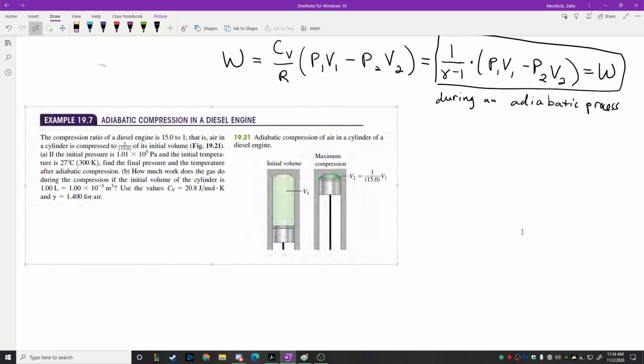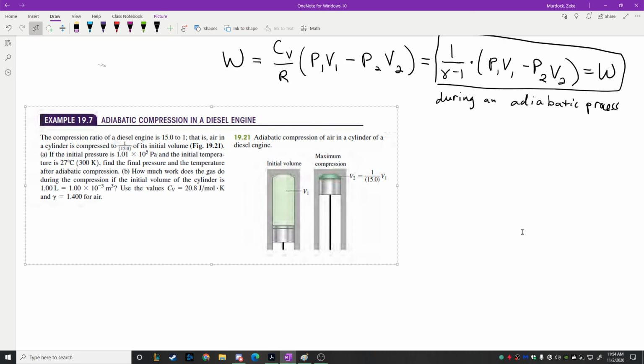We could read it and talk about it real quick too. Compression ratio of a diesel engine is 15:1. That is, air in the cylinder is compressed to 1/15 of its initial volume, as shown in this picture. If the initial pressure is 1 times 10 to the 5 pascals, and the initial temperature is 300 Kelvin, find the final pressure and temperature after adiabatic compression. Part B, how much work does the gas do during the compression if the initial volume of the cylinder is 1 liter?